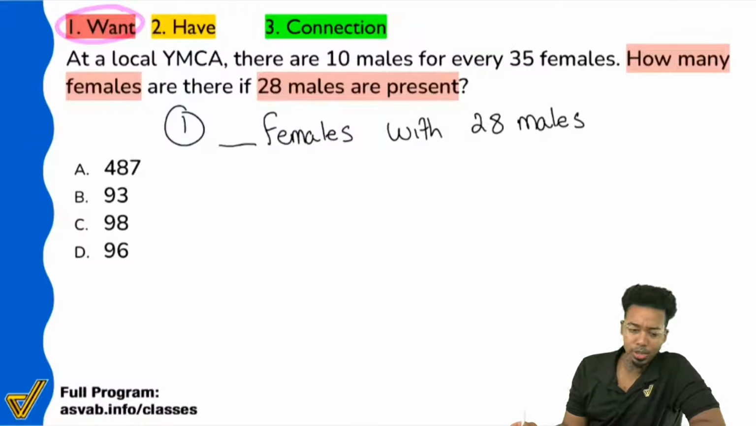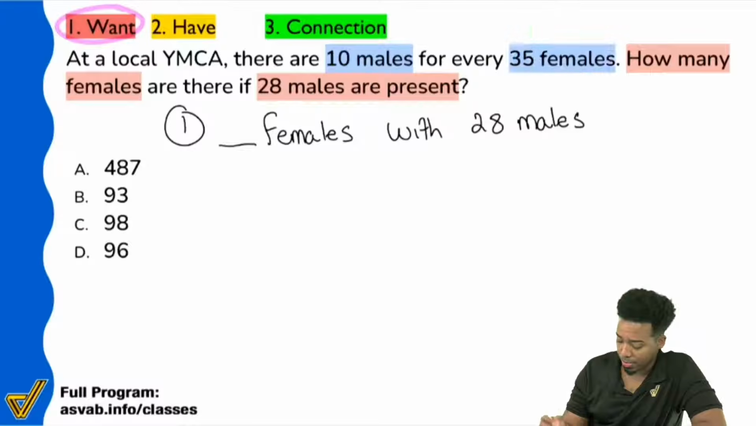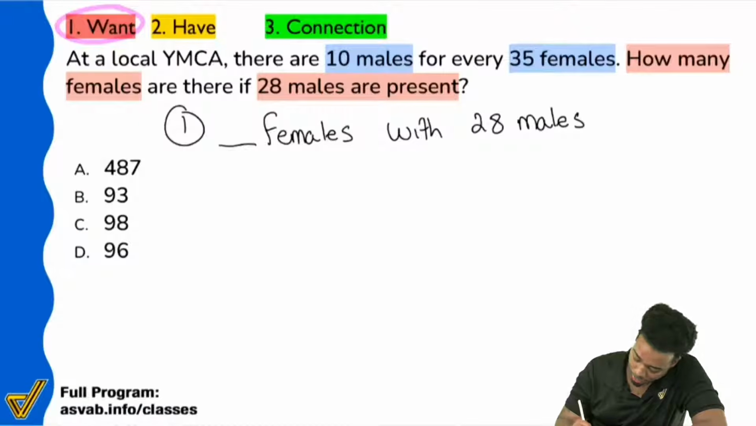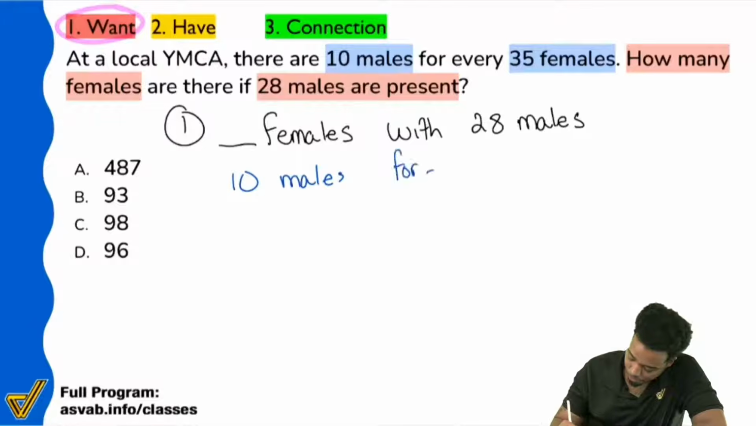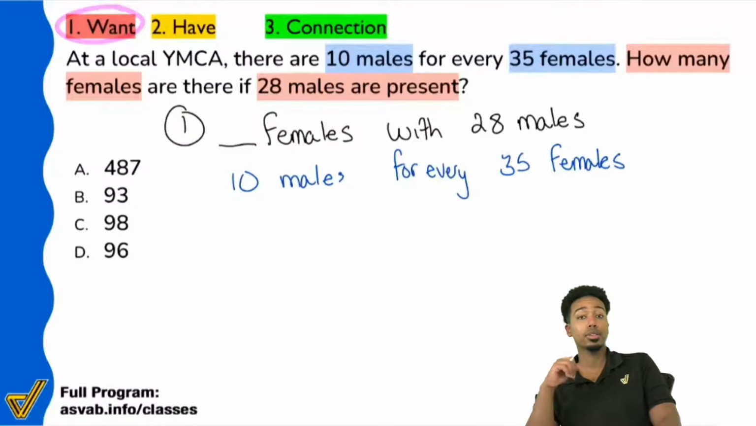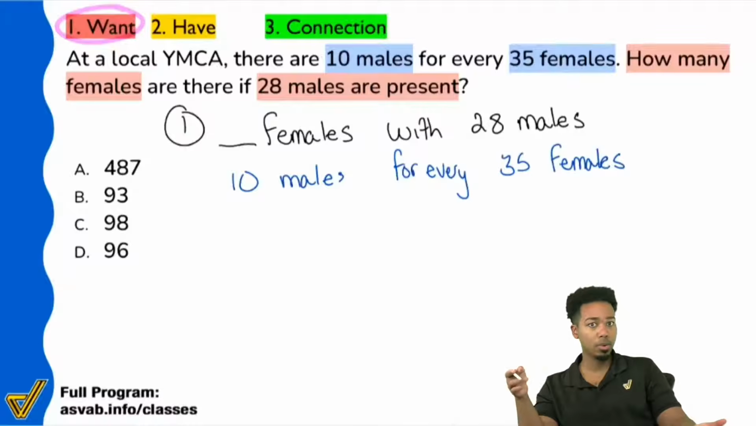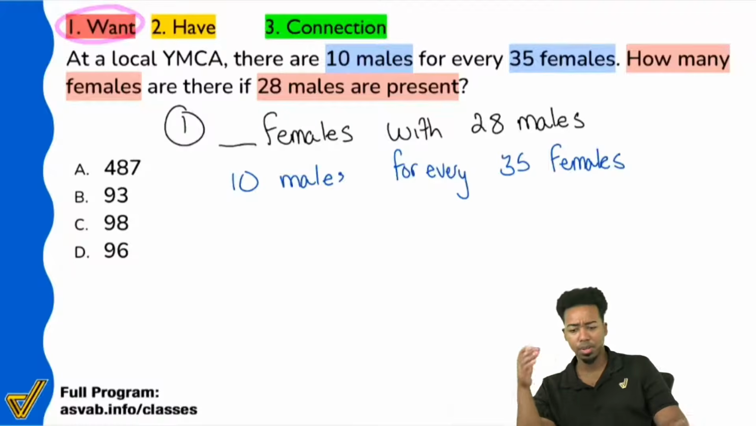So let's check out the information that we have. Everybody, I see right here that we're given 10 males for every 35 females. So if I were to write this down, 10 males for every 35 females, my party people, would this be correct or incorrect in terms of setting my proportion up? And give me a reason why. If it's correct, tell me why. If it's incorrect, tell me why. What do you think?